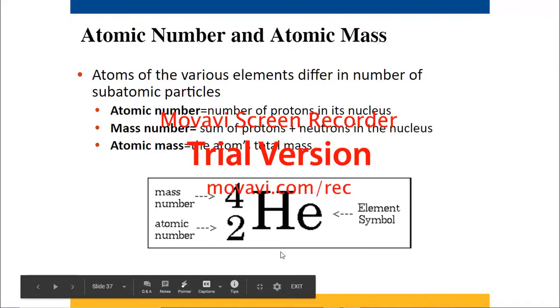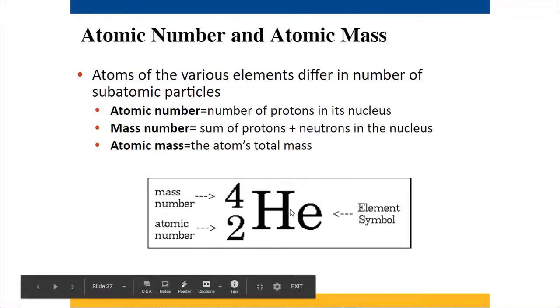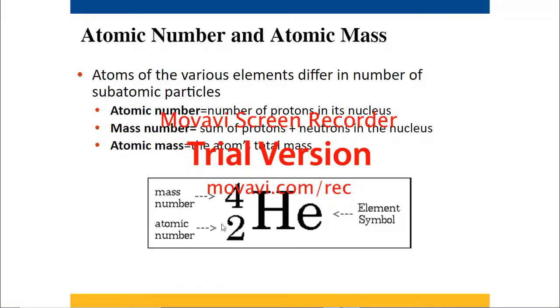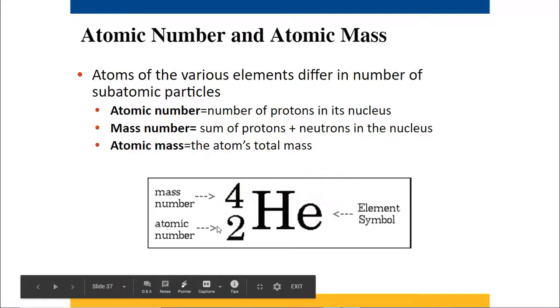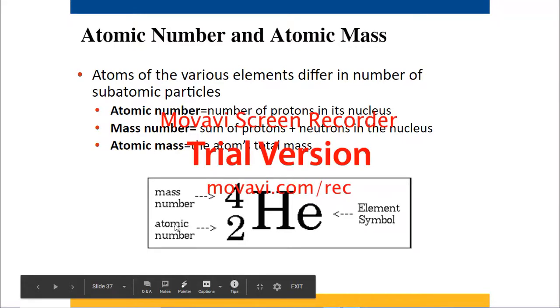On your periodic table, you'll see your elements written like this. You have the symbol of the element, this is helium, He. Your atomic number is at the bottom. Sometimes they reverse it, with the atomic number at the top and the mass number at the bottom. But it's easy to know which is which, because the mass number is always going to be bigger than the atomic number.